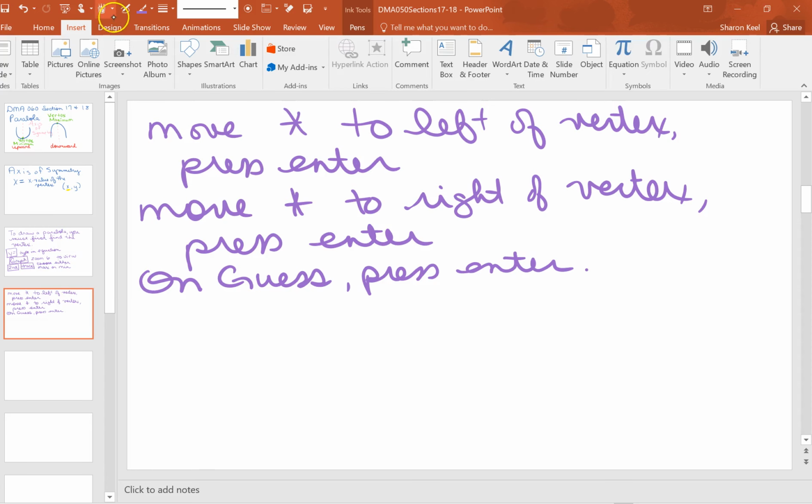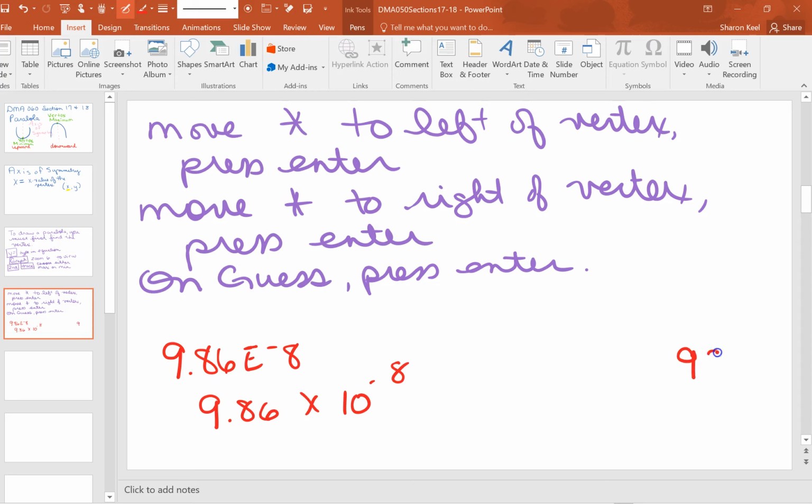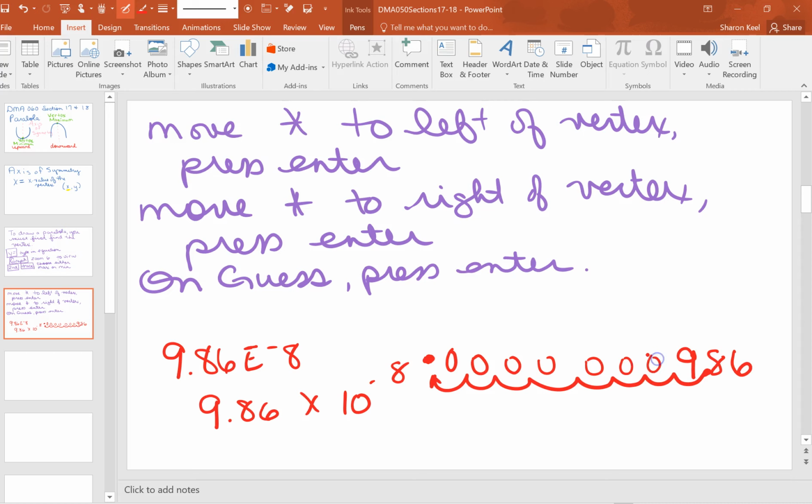Here, where we had 9.86 e to the negative 8, this is scientific notation, which means 9.86 times 10 to the negative 8th. So if I had this number, 986, and I started here, I'd go left 1, 2, 3, 4, 5, 6, 7, 8 places. The 9 counts as one of the places, so I would end up with 7 zeros, 986. So in essence, this number is, for all intents and purposes, a big old 0.